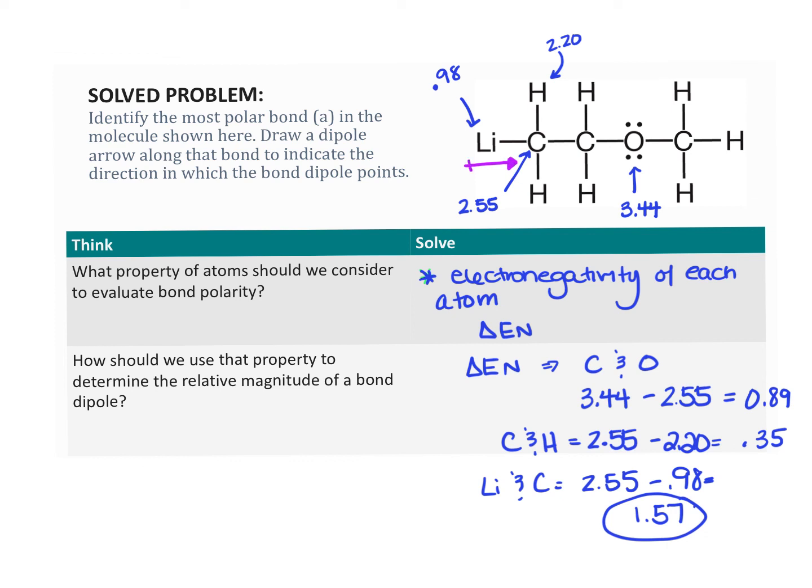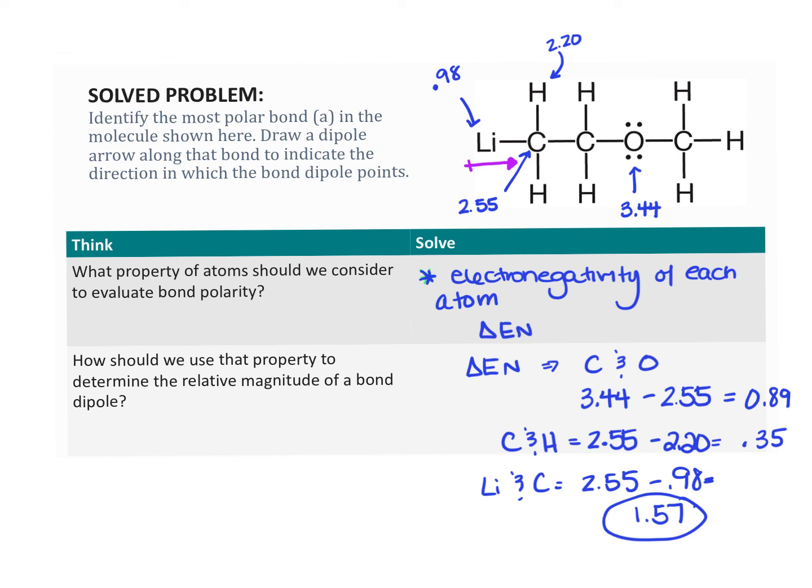So we draw an arrow to the carbon, it's more electronegative. That arrow is showing where the electrons are being pulled to. And then that positive there on the lithium indicates that that's the partial positive. And so that's how we draw that.